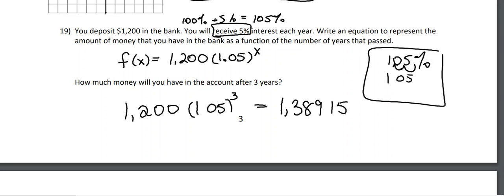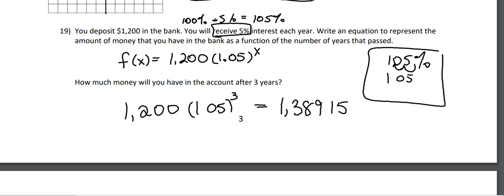So here it is increasing. So you want to think of multiplying by a number greater than 1. You want to keep 100% of your money. You want to add 5%. So you're going to end up with 105%. So your factor is 1.05. The 1 whole of the 1,200 plus the 0.05 of the 1,200, which is your 5% of the 1,200, gives you the factor of 1.05. So 1,200 times 1.05 to the x power is your function.